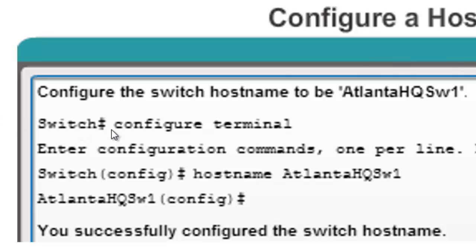Configuring host names. Here's an example of how you would configure the host name. At the privilege prompt, configure space terminal gets us into configuration mode, and then it comes up with this line giving me some information. You're going to give me the word hostname, all one word, space, and then what you want to call your device. In this case, we called it Atlanta-HQ-SW-1, HQ for headquarters, SW meant switch, and a 1 for switch number 1.